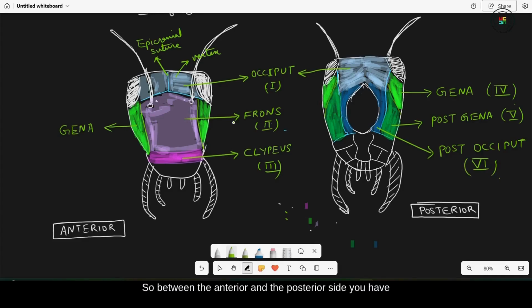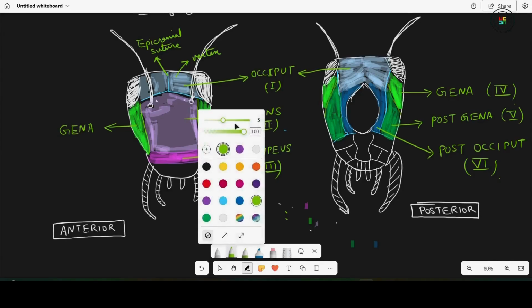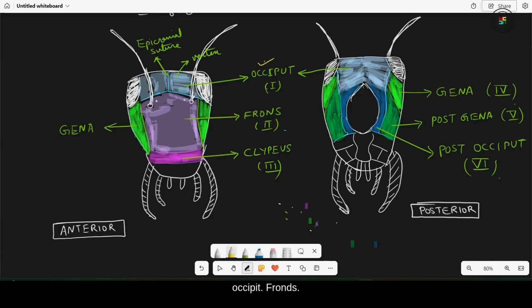So between the anterior and the posterior side you have 6 cephalic sclerites. The occiput, frons, clypeus on the anterior side, gena on the lateral and posterior side, post gena, and then extension of the occiput, which is the post occiput. Okay, these are the 6 cephalic sclerites. Now the other parts we are not labeling it here because this explanation deals only with the cephalic sclerites.